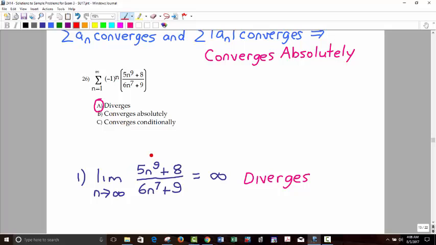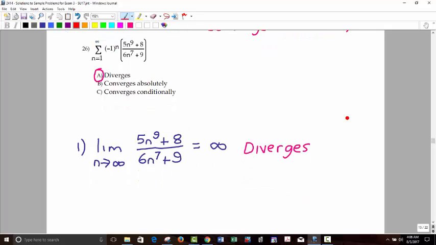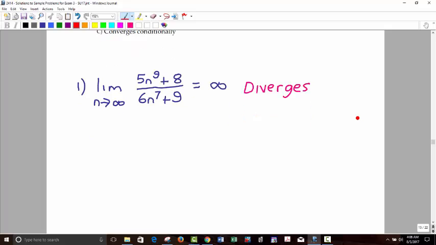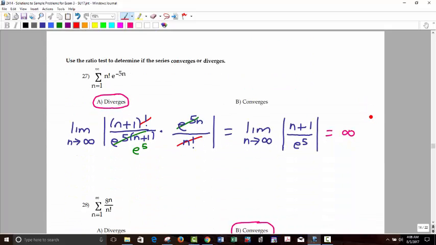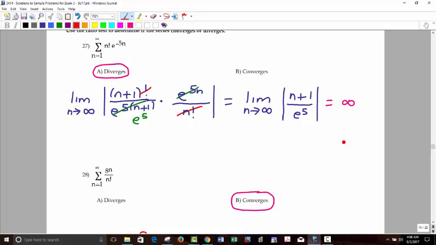Okay, you do the alternating series test, game over, because that goes to infinity. It did not go to 0. Anything other than 0 diverges, so it's diverges. You don't have to even go to the next step. That's it. So that was quick. How about number 27? We got the ratio test.